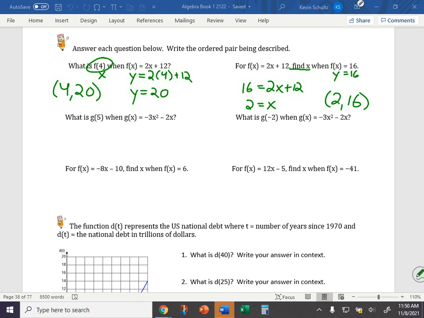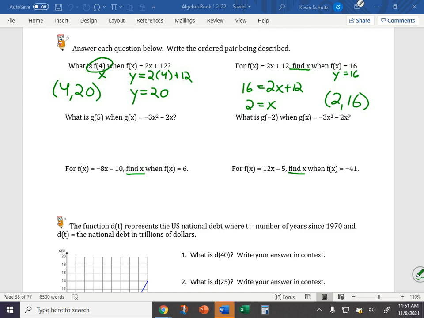All the 4 remaining questions here deal with this. This one says, what is g of 5 when g of x equals negative 3x squared minus 2x? What's that asking you to do? What is g of negative 2 when g of x is negative 3x squared minus 2x? What's that asking you to do? And the bottom 2 both say find x. That's your big clue for what you're trying to accomplish. Those 4 will be part of your homework.